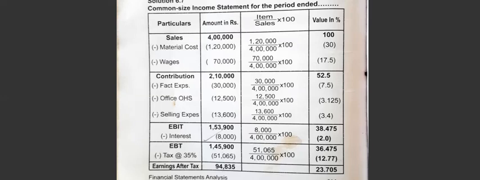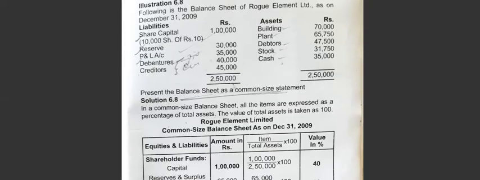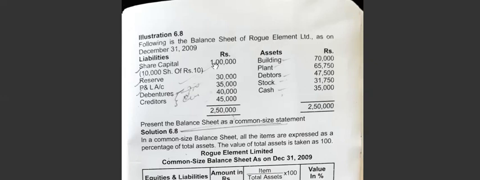Okay, next, under common size you also have the balance sheet. So we'll go for the balance sheet. The next problem, balance sheet as a common size statement. Now in a common size balance sheet, all the items are expressed as a percentage of total assets, and total assets is taken as 100. So always here total assets percentage will be taken as 100, and total liability is taken as 100.